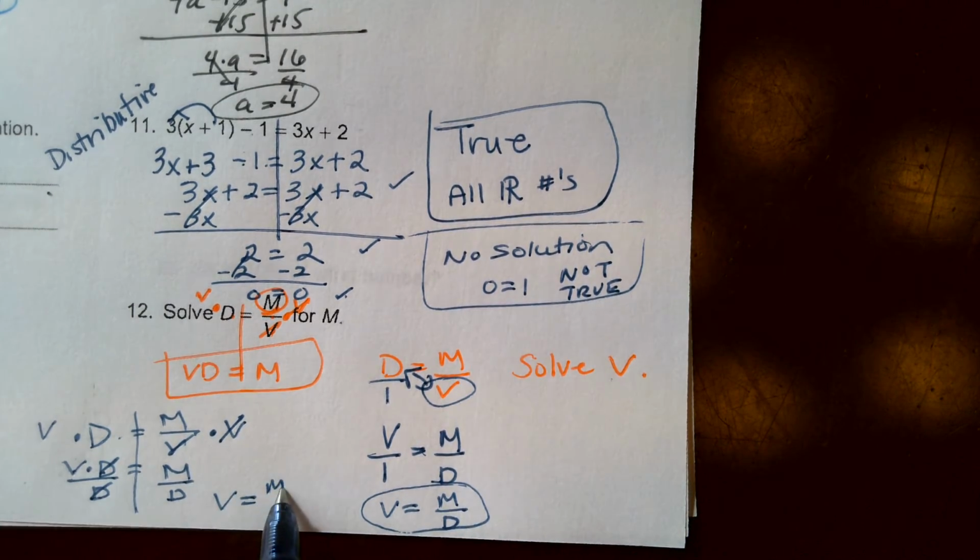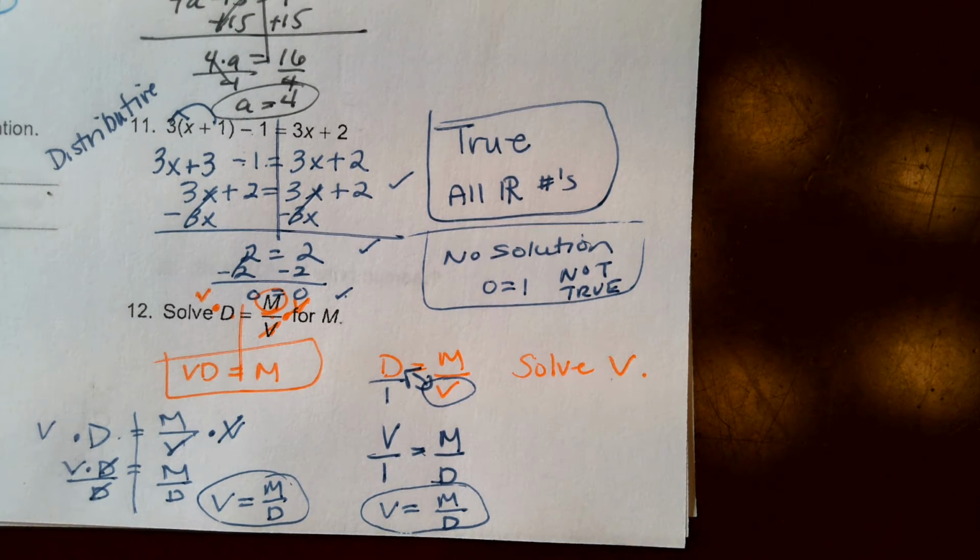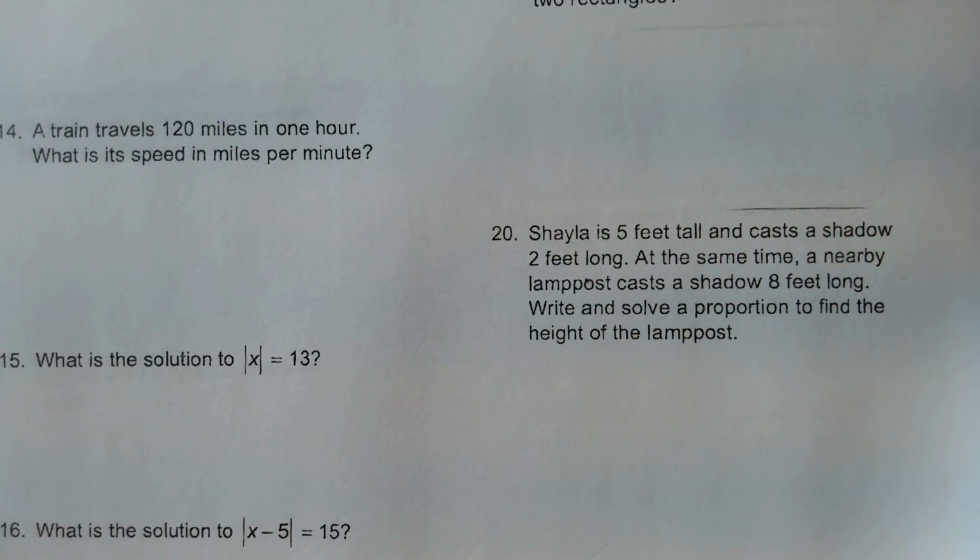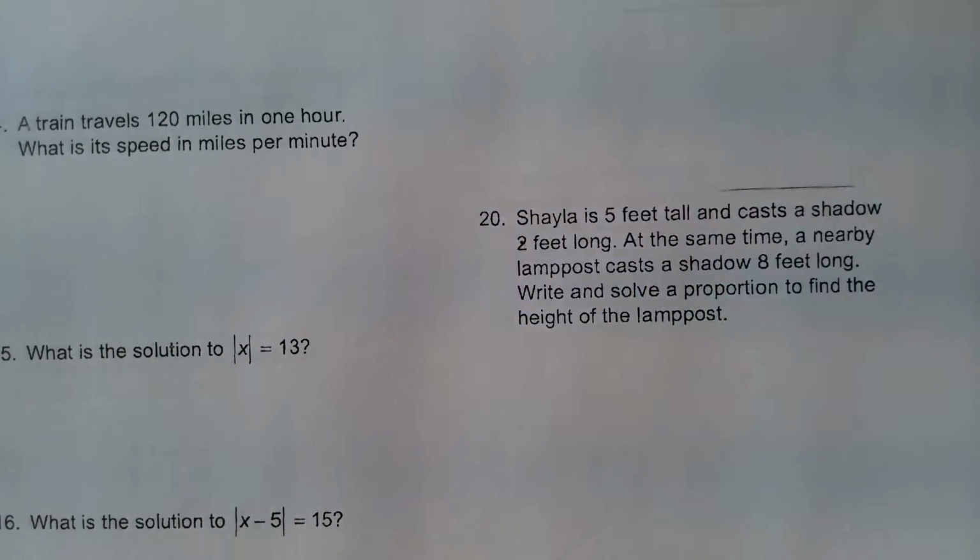v equals m over d. So you get the right answer both ways, so you can pick which one you like to use. All right, onward we go, page 2. Feel free to replay any of the parts that are difficult for you.